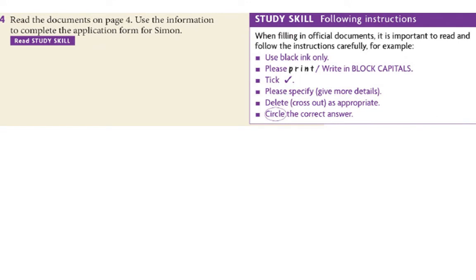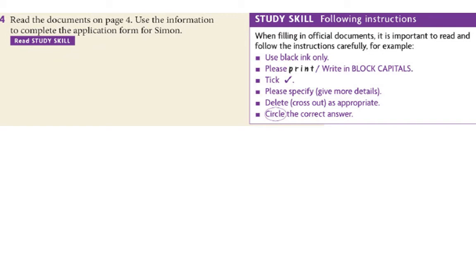Number 4, read the documents on page 4, which means documents A, B, C, D. The letters, informal and formal emails, passport and application form. Use the information to complete the application form for Simon. We saw that the application is still not filled. Then he asked us to fill in the application with the information mentioned in the other documents.